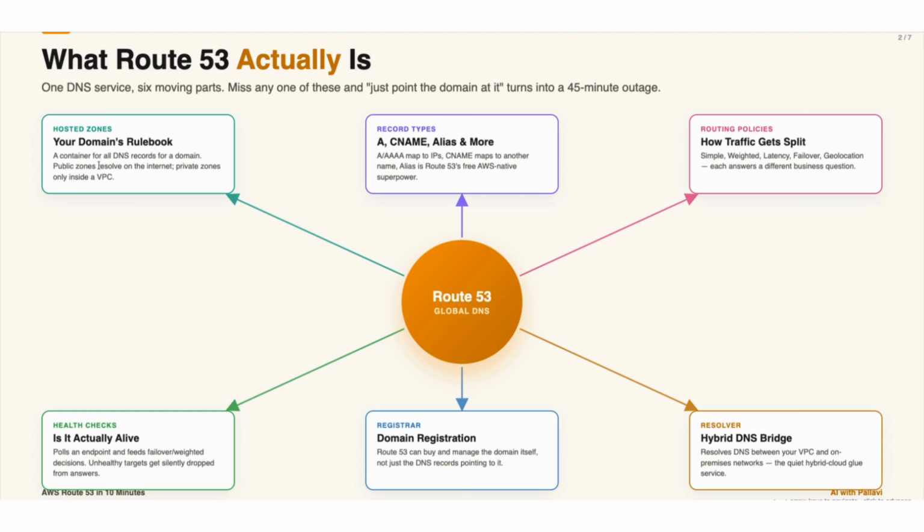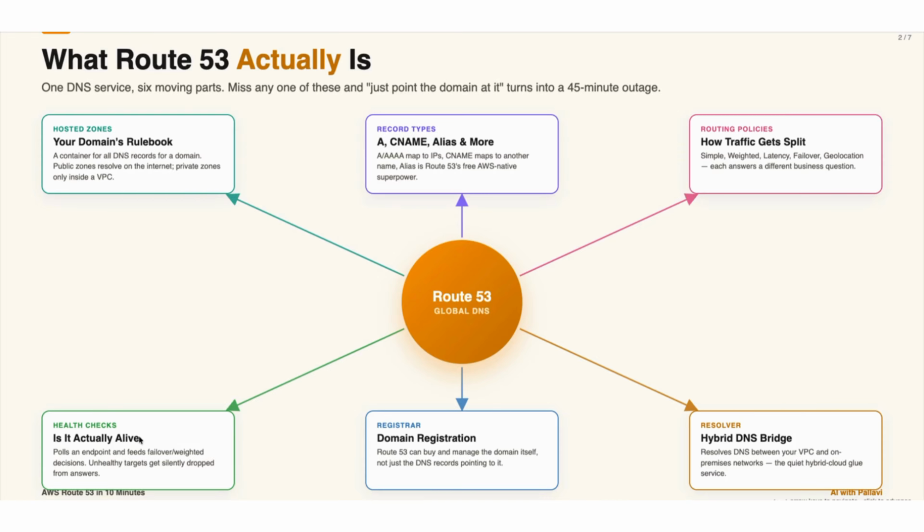Let's look at more around what Route 53 actually does. It is actually your domain's rule book. It contains all the DNS records. You can define a new domain as well. It has different types of records. Now it's super important to understand the different types of records, because every record type has its own functionality. For example, A record maps to IPs, then CNAME maps to another name. Alias is Route 53's free AWS native superpower. What does that mean? Alias routes to the AWS services themselves, like load balancers, CloudFront, and others.